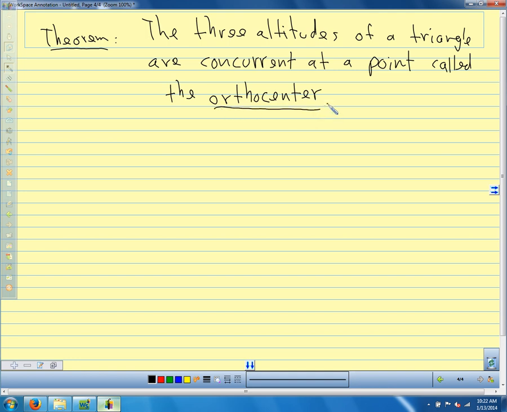Now the orthocenter is not a circle that connects all the parts of a triangle. We can't draw a circle, anything like that. And we really don't talk about the circle that we get from the orthocenter. All we need to know about the orthocenter is it's where the three altitudes intersect.